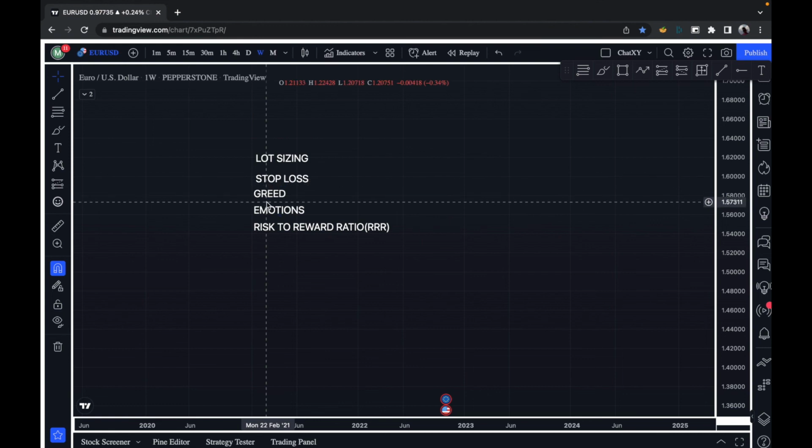And then greed, don't be greedy, and detach your emotions while trading. It will help you. And then make sure that your risk to reward ratio is very, very reasonable. Like I said, make sure you use at least 1:3 as your risk to reward ratio.